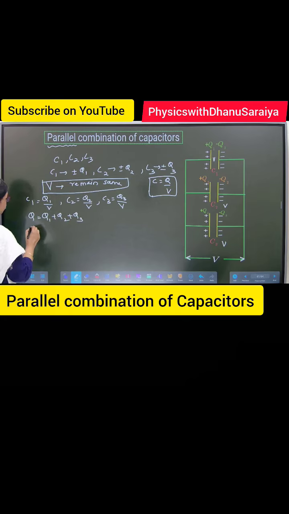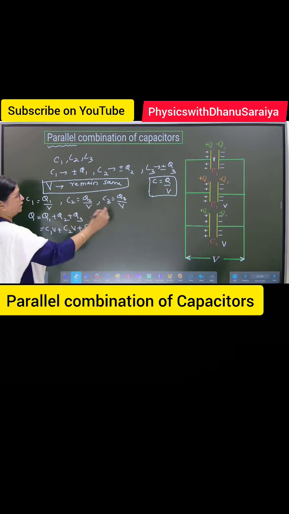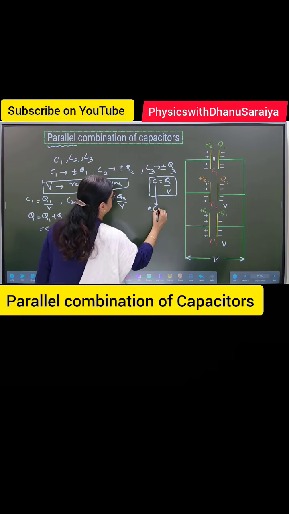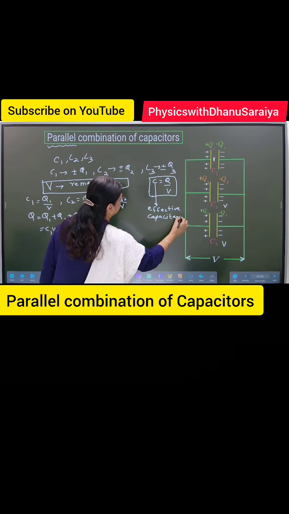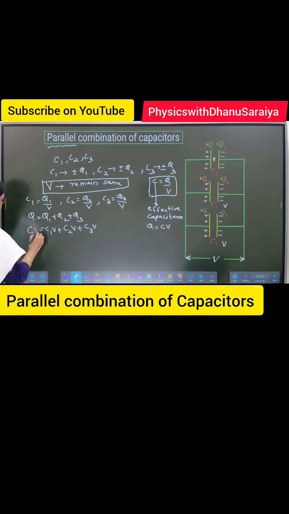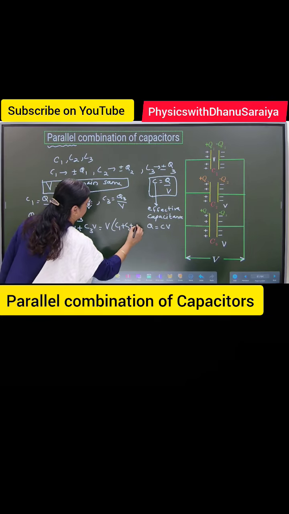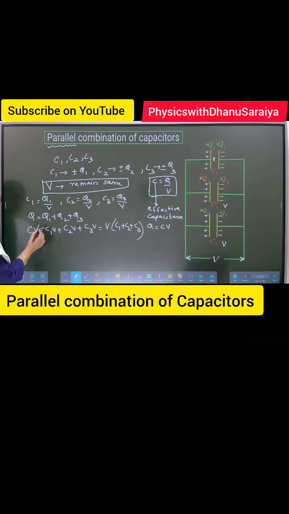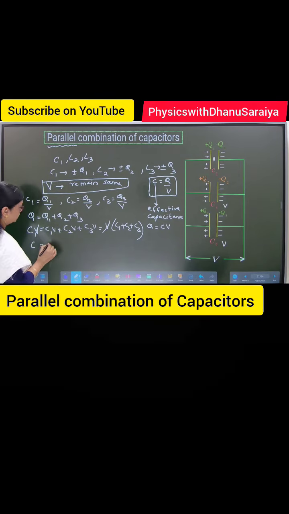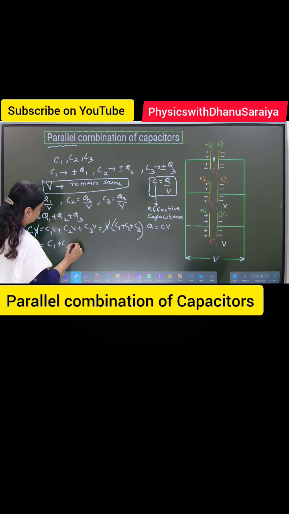From this equation, we can write C1V plus C2V plus C3V. And the effective capacitance C, called the effective capacitance in parallel combination, can be written as, from this equation, Q is equal to CV. Let us substitute CV here. So, we can take V common here. We get C1 plus C2 plus C3. Now, cancelling V on both sides, we have C, the effective capacitance of a parallel combination of C1, C2 and C3, as C1 plus C2 plus C3.